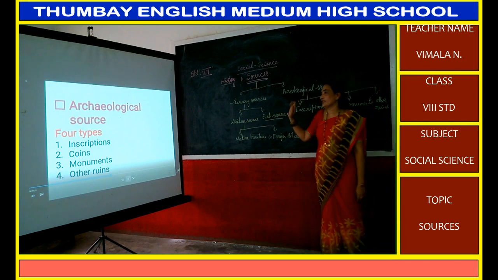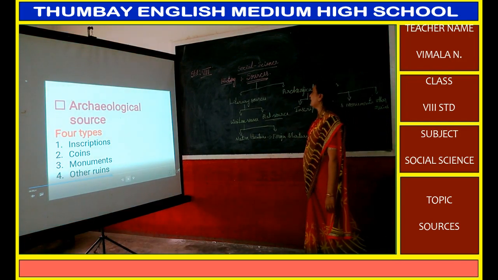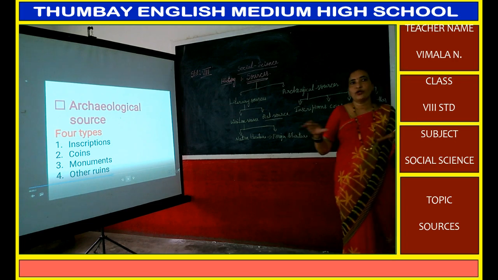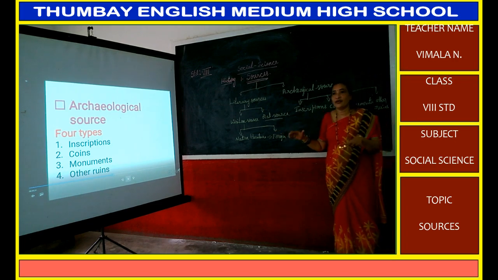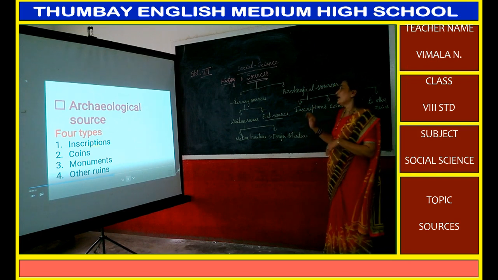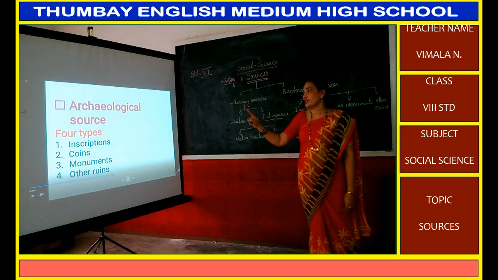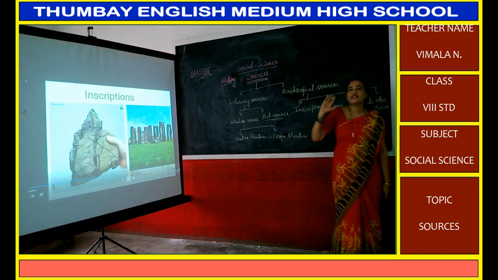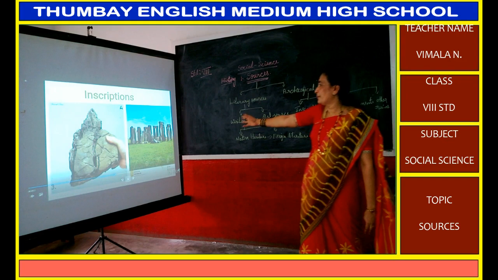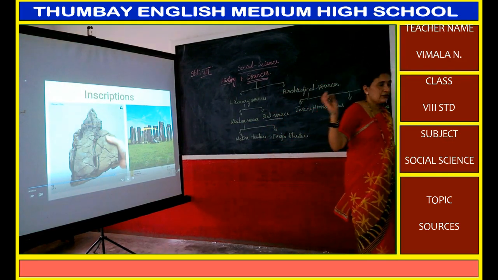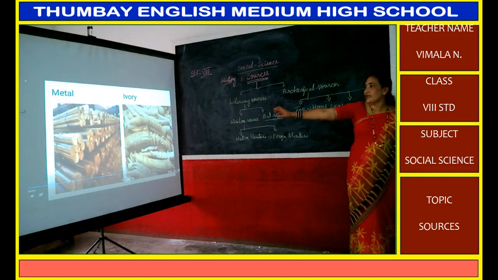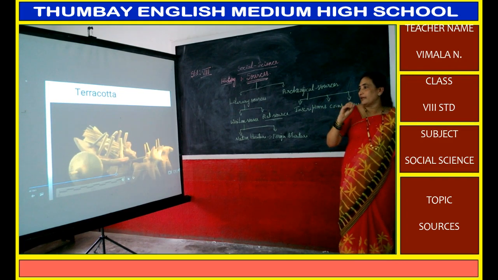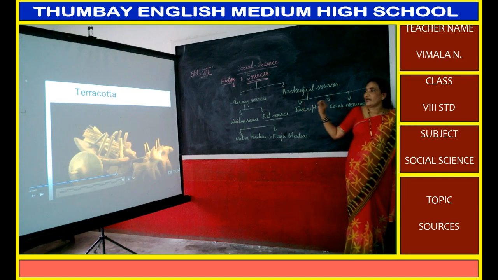Next one, the archaeological source. The archaeological source is the second source. What do you mean by archaeological sources? They are not found on the surface of the earth but are hidden deep inside the earth. In archaeological sources there are four types: inscriptions, coins, monuments and other ruins. Inscriptions were mainly written on rocks and pillars. They were also written on metal, ivory or terracotta. Terracotta means burnt bricks.